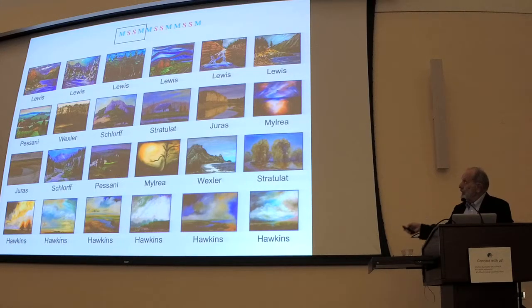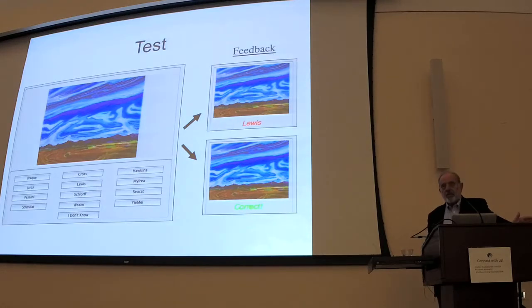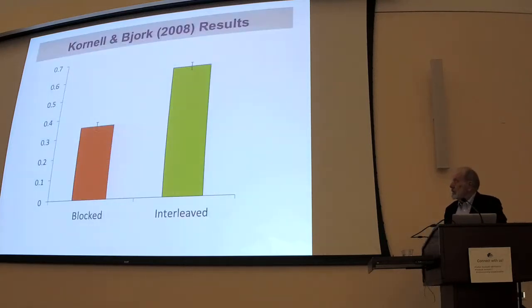And this would be a sample of the first part of it, where you might see 6 Lewises. Then you see an interleave block where, if you see a Pisani there, you're not going to see another Pisani until a lot of other paintings have gone by. Then you might see a whole bunch of Hawkins and so on. And then the test, as I said, you see a new painting and you have to pick out who painted it. So, completely opposite to what we expected, a sizable benefit of interleaving.